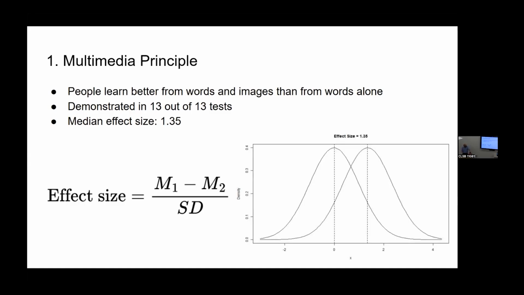So here we have two standard normal distributions, and their means are 1.35 units apart. This is a visual representation of that effect size of 1.35. This is obviously not what the real data would look like. These are true standard normal distributions, so they are very highly idealized. But I just wanted to give you some visual representation of the effect of using words and images versus just words by themselves. What are the units?